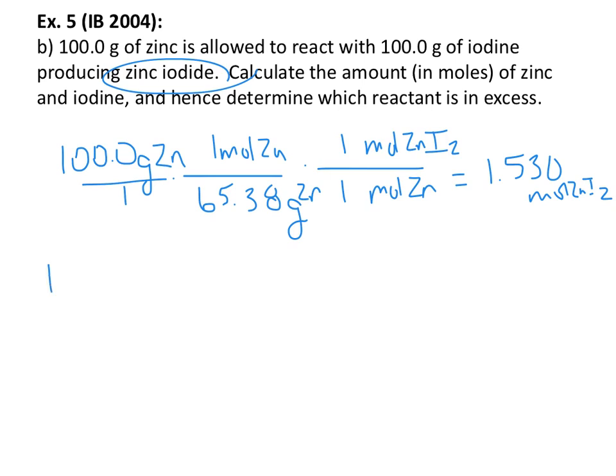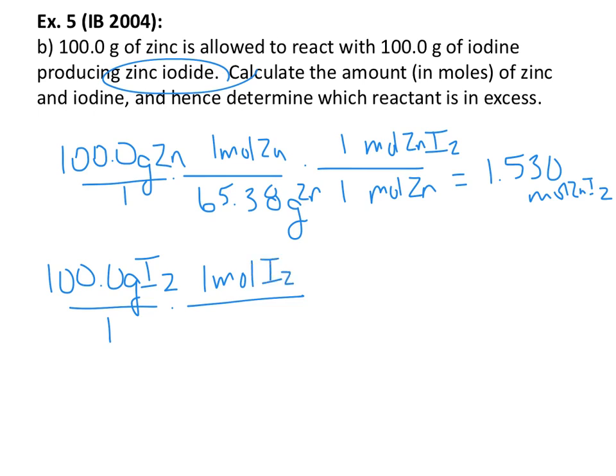So then I'm going to also start with 100 grams of the I2. And so when I convert that to moles, I'm going to use the molar mass of diatomic iodide. Don't forget it's diatomic. This is a huge molar mass, 253.80 grams of I2.